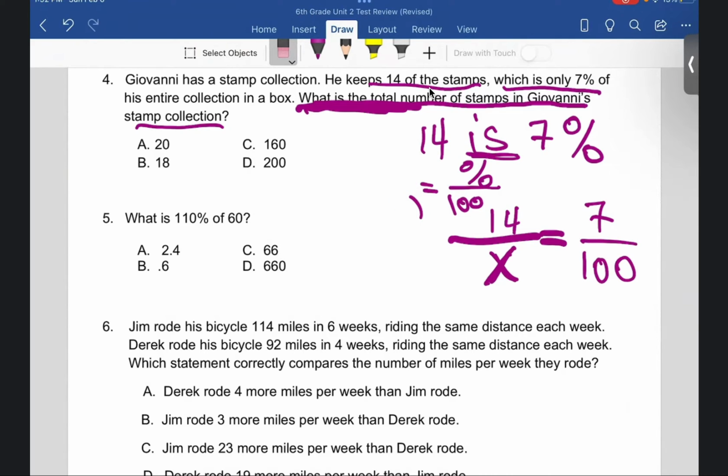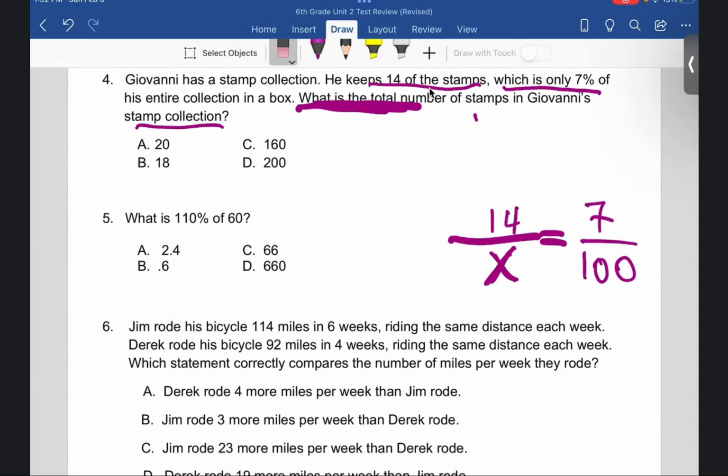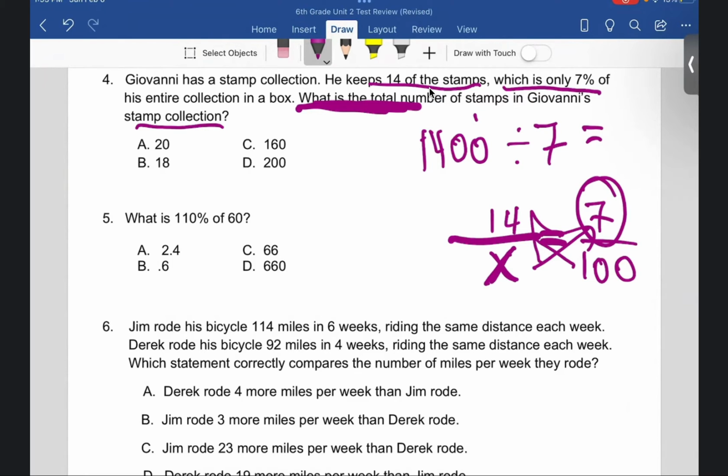Now I'm going to clean this up a little bit. And I'm going to do my cross multiplication and then my division. Now, I know we could do the whole algebraic expression, but we're just going to solve by doing the multiplication and then going straight to the division. So we cross multiply and then we divide by the only value we have left. Okay, and that's going to give us 200. So do we have our answer there? D, 200. Giovanni has a total of 200 stamps in his collection.